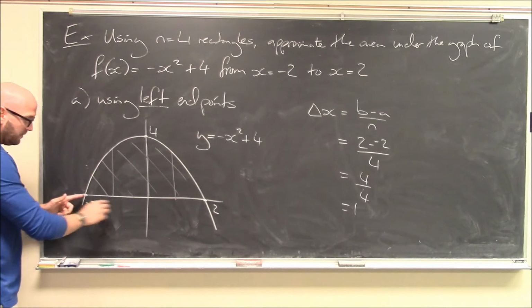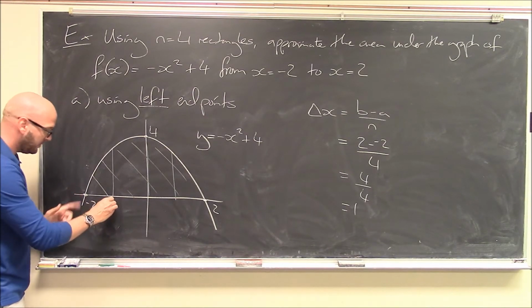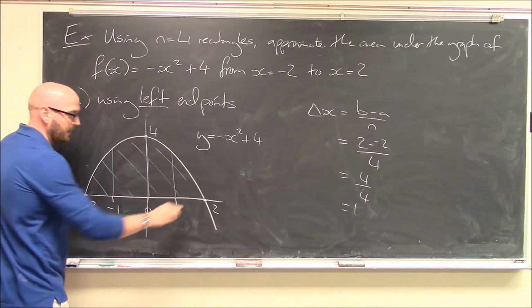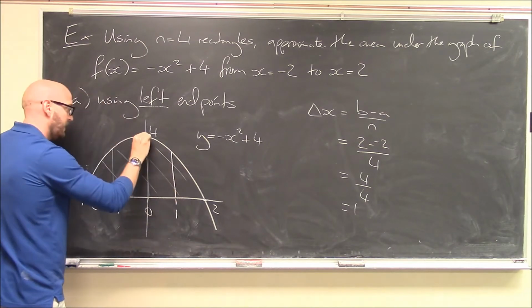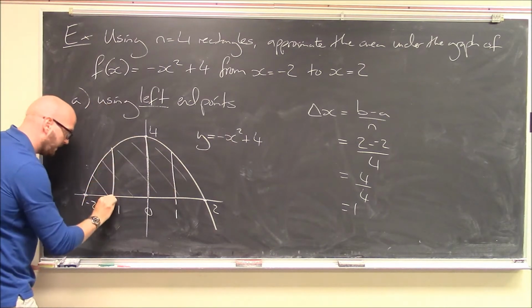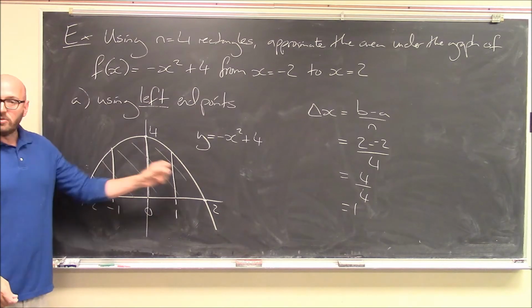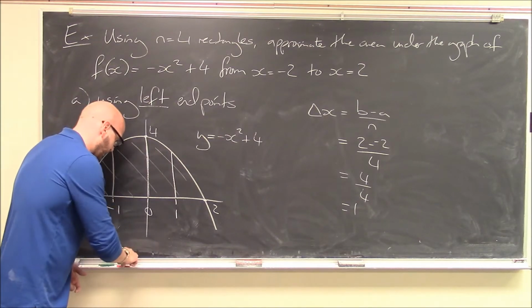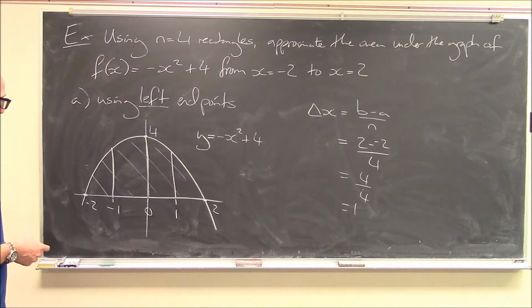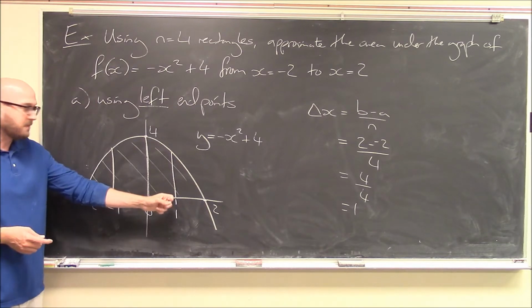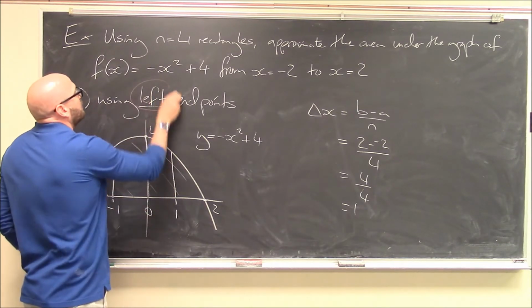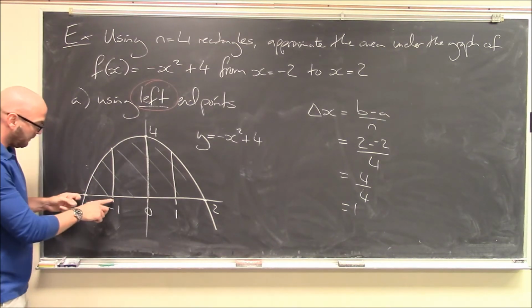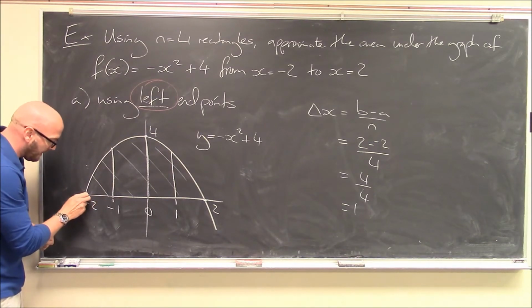So each one of these rectangles is 1 unit wide, meaning I'm going from minus 2 to minus 1 to 0 to positive 1 to 2. So there's my 4 strips. I'm going to approximate each strip using a rectangle. The only question is, how tall are my rectangles going to be? Well, this is the process where you choose a point in each interval. But here's the catch: it already told us what points to use. It told us to use the left-hand endpoints. That means for every single one of these subintervals, I'm going to choose the left-hand point.